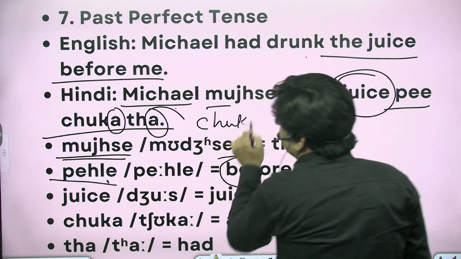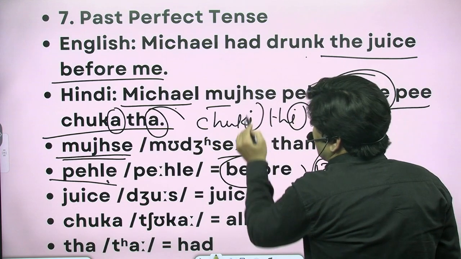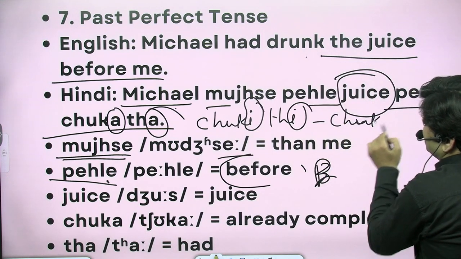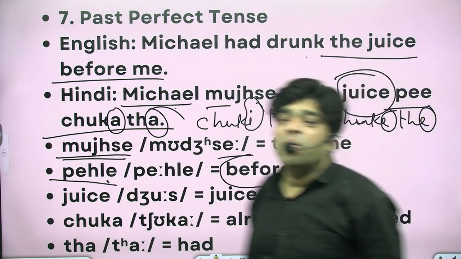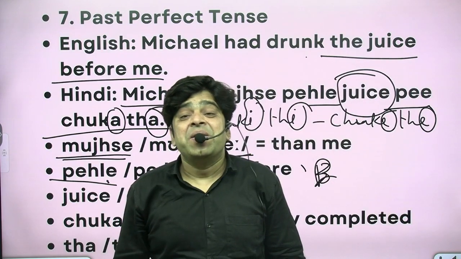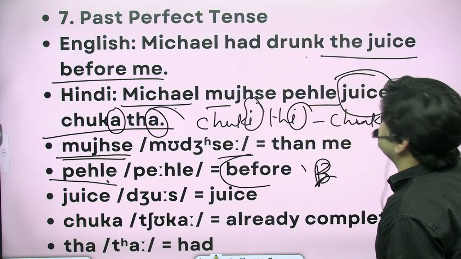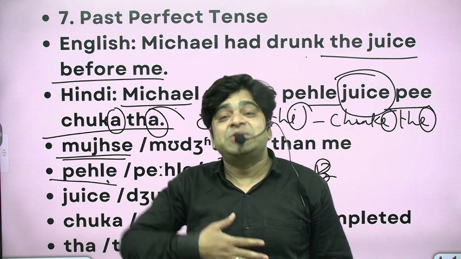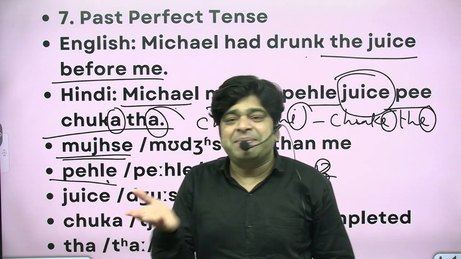Chuki thi for single female, and chuke the for plural. Got it? So Michael had drunk the juice before me: Michael मुझसे पहले juice पी चुका था. Now, you know, it can be चुके थे also.